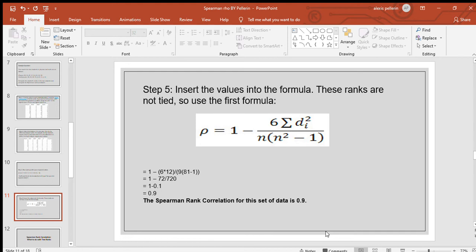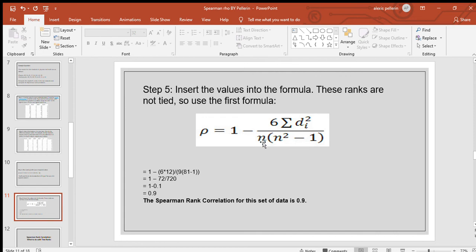After that, insert the values into the formula. These ranks are not tied, so use this formula. So 6 times 12 divided by 9, and then 81 minus 1. The 6, and this 12, since the sum of our d squared is 12, so put the 12, then divide.